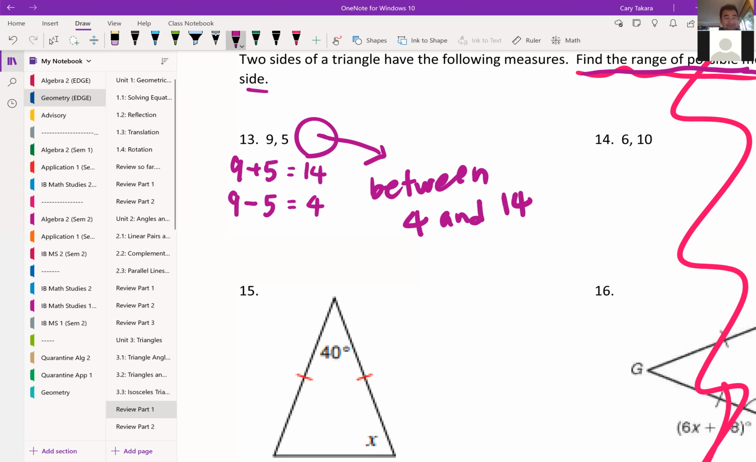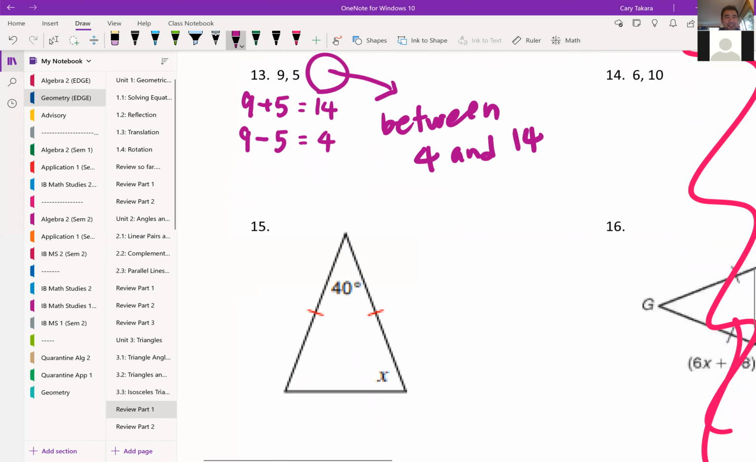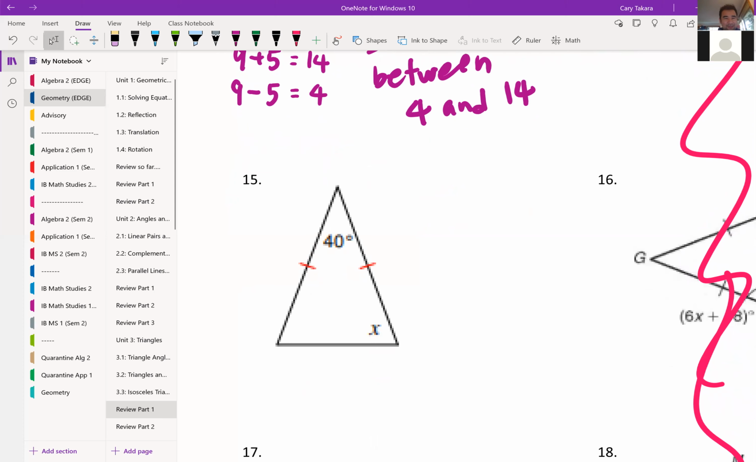You guys okay? All right, number 15. 2 more to go. Solve for x.